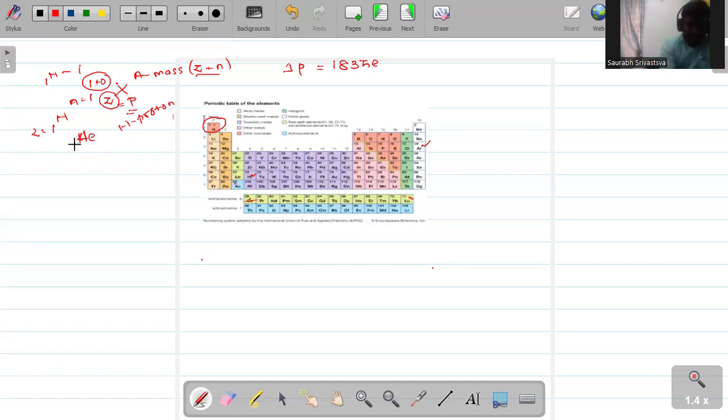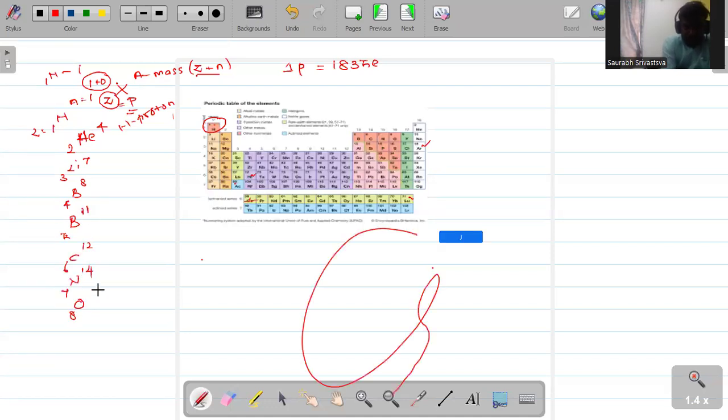Next, helium is atomic number 2, but mass number 4. Lithium, 7. Next, beryllium, 8 and next is boron, 11, carbon, 12, and next nitrogen, 14. And oxygen, atomic number 8, mass number is 16.